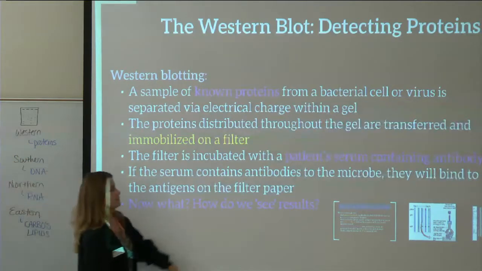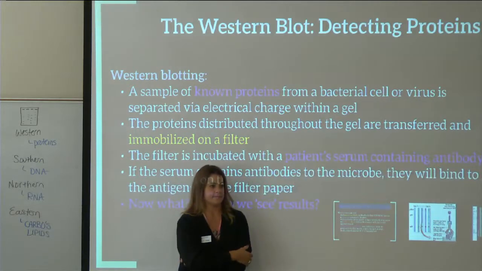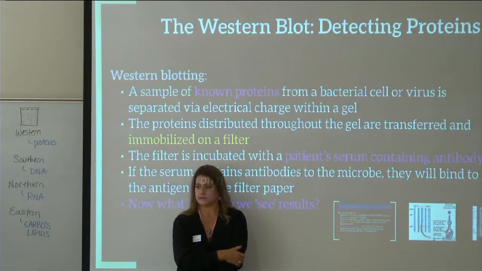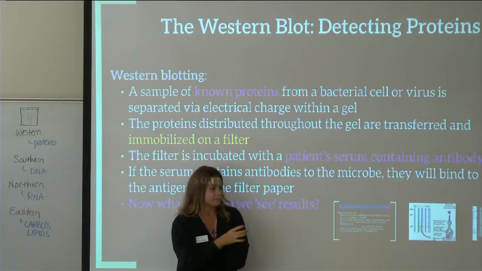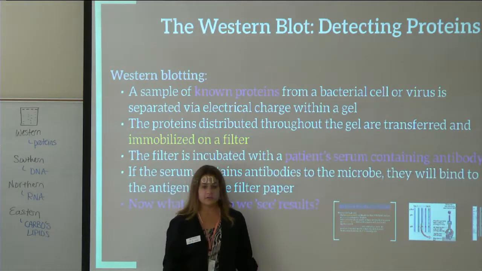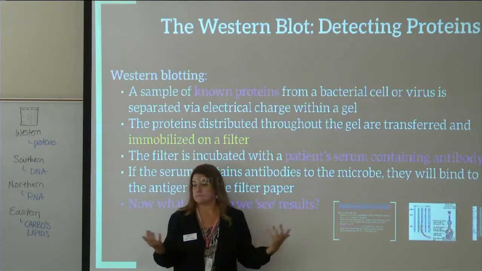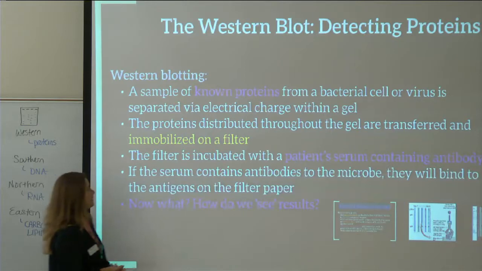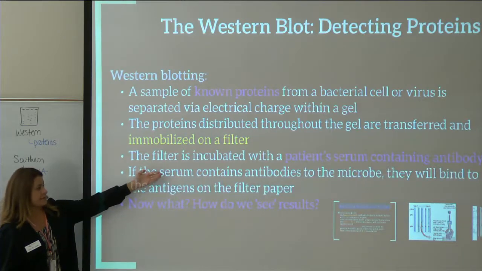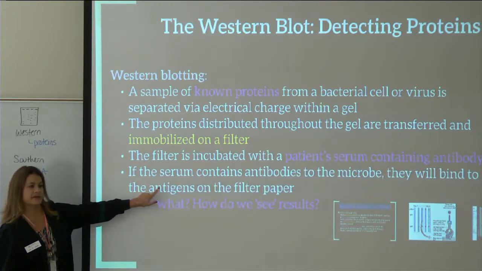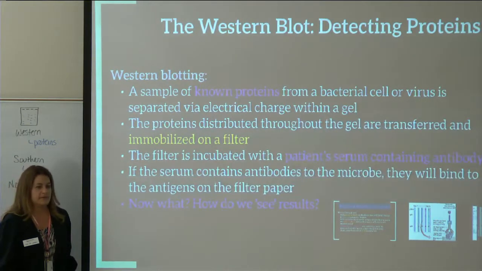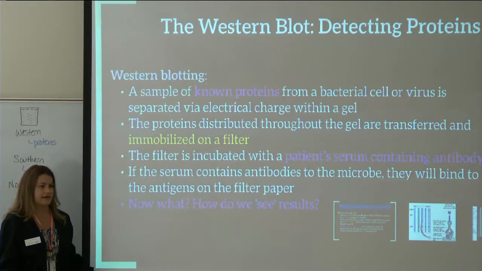Now what you need to do is add the patient's serum. What's in their serum? Antibodies. On that filter, you have the antigen, the foreign proteins. You add the antibody. What you're looking for is if the antibodies are there, they will attach to the proteins. That's what we're looking for. If the serum contains antibodies to that microbe, they'll bind to the antigens on the filter paper. They'll actually attach. But you can't see that, right? You can't see antibodies with the naked eye.